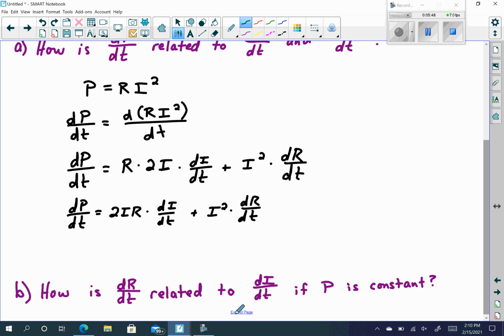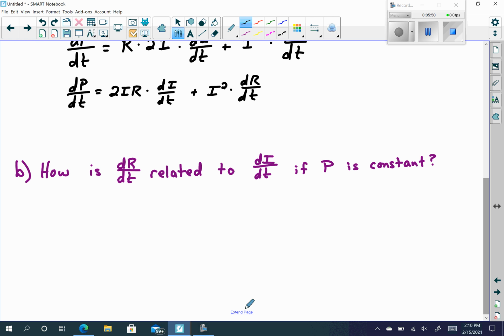Now part B is asking, how is dr over dt related to di over dt if P is a constant? Again, I'm going to go back to the formula. P is equal to R times I squared. But if P is a constant, let's rearrange this. Let's solve this for R.